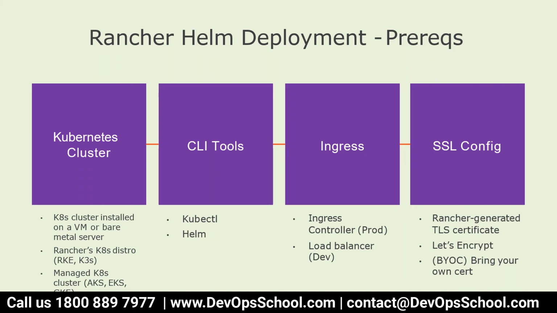And we need an ingress controller for production. For development, you can use the load balancer also. Load balancer I'll use with the node port, stuff like that. So that is possible. For SSL configuration, you can use a Rancher-generated TLS certificate, or Let's Encrypt, or bring your own certificate. Bring your own certificate means if you have a certificate, you can apply that. If you want to get a free certificate, you can use Let's Encrypt. If you want a Rancher-generated TLS certificate, that is also possible. So these are some of the prerequisites which we have.